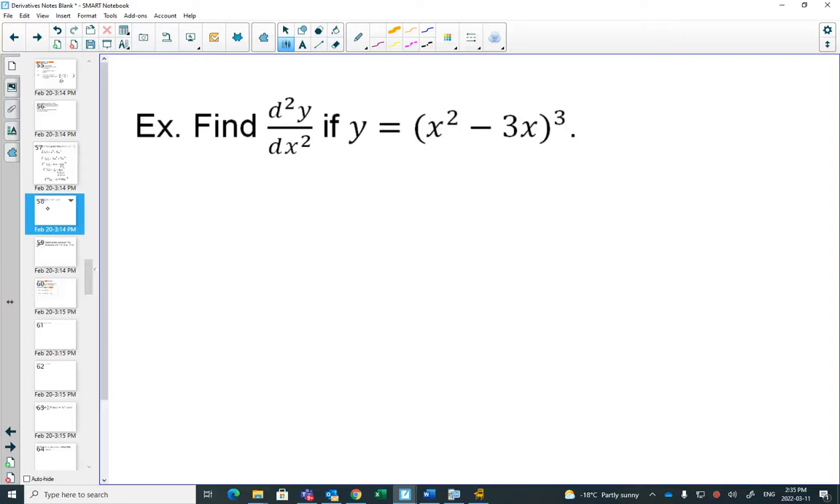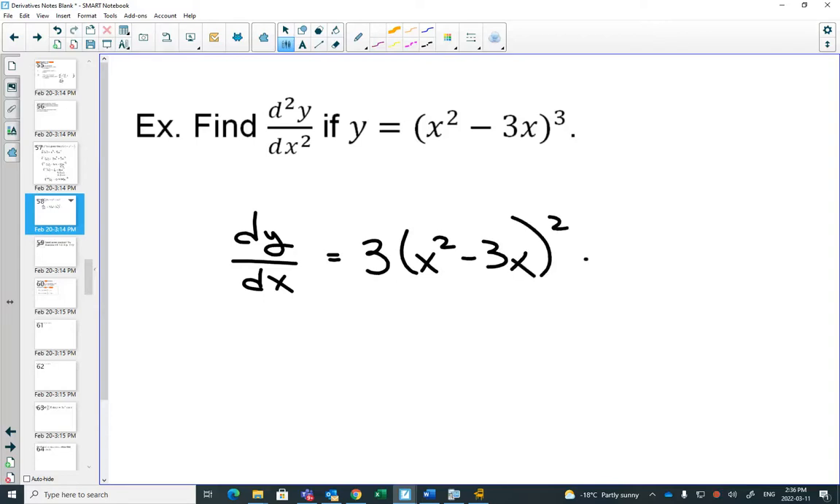Okay, so here, if I wanted to find dy dx, if I was looking at this one normally, I would say this looks like a great example of the chain rule. So if I use my chain rule first, I would get a 3 out in front, keep the inside the same, subtract 1 from the exponent, multiply by the derivative of the inside. There's my chain rule.